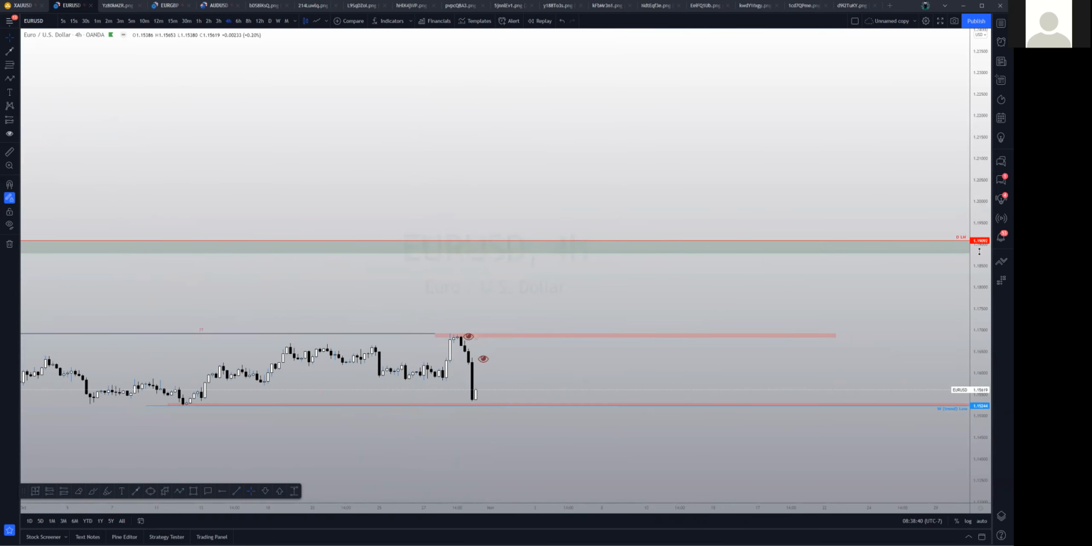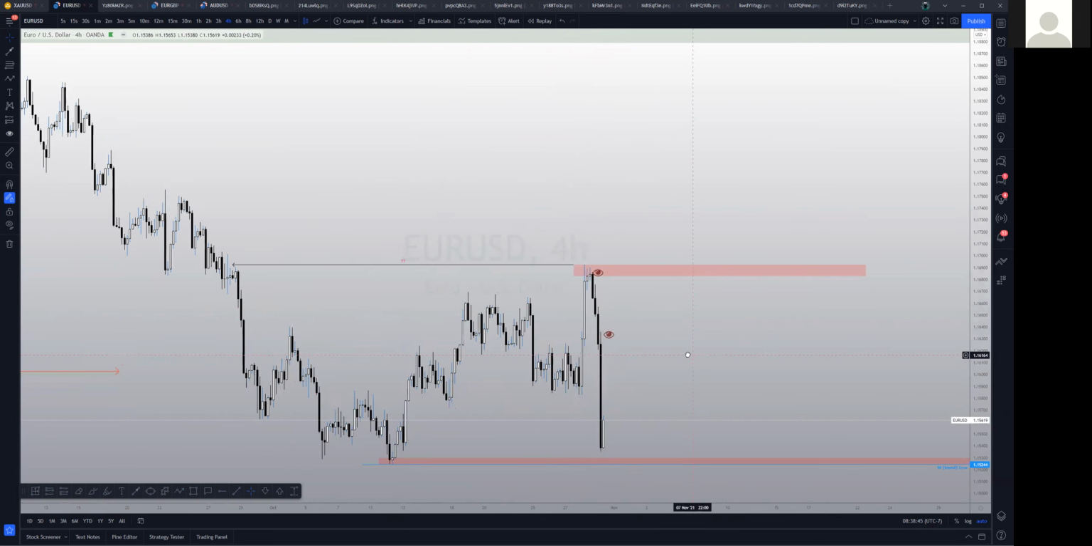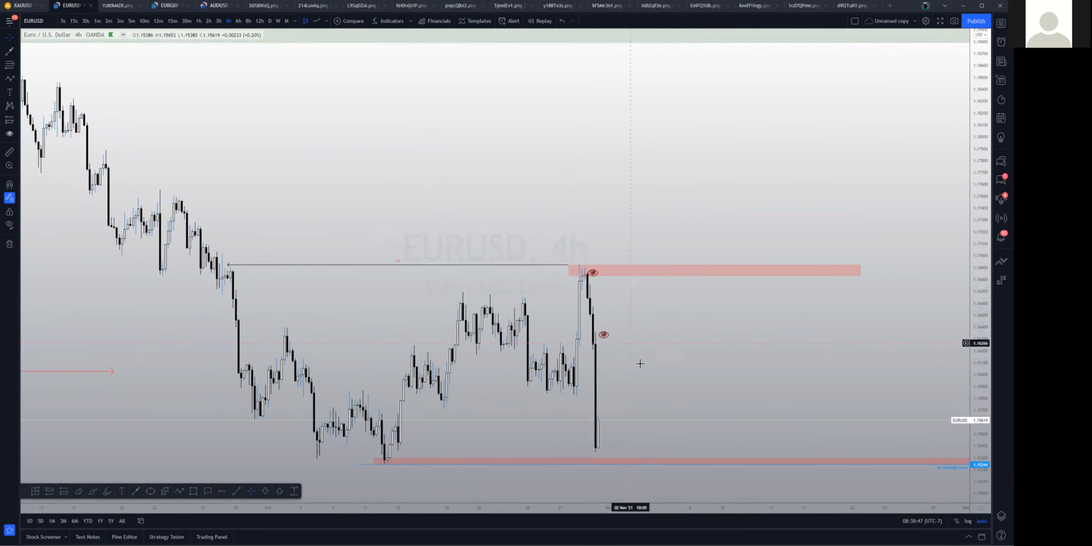Here's what our 4-hour chart looks like. You can see that we broke some flow here, very big bearish behaviors. And I'm personally going to just be looking for a continuation fade to the downside and try and print new lows.